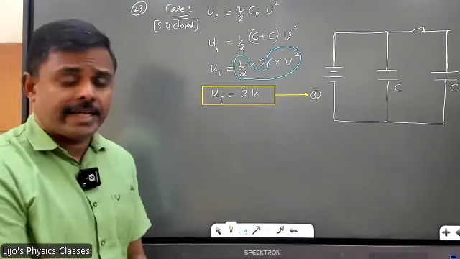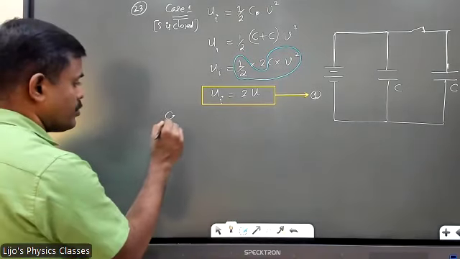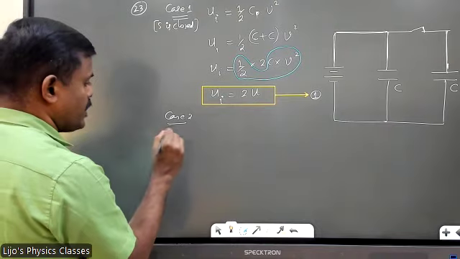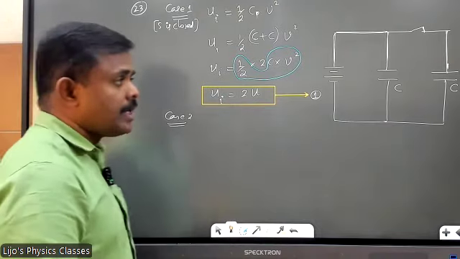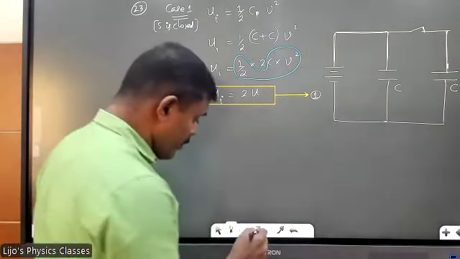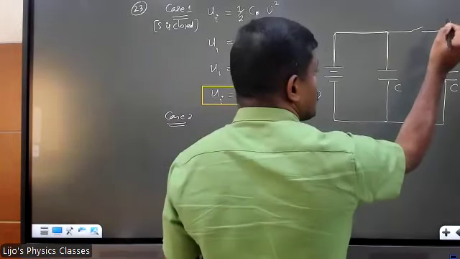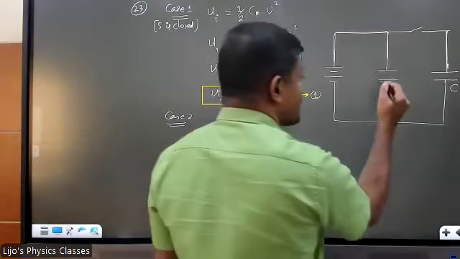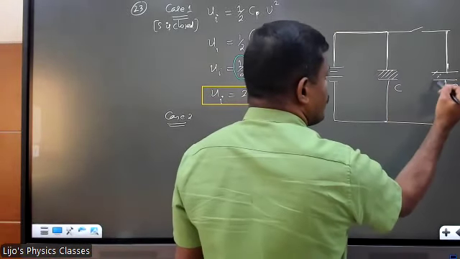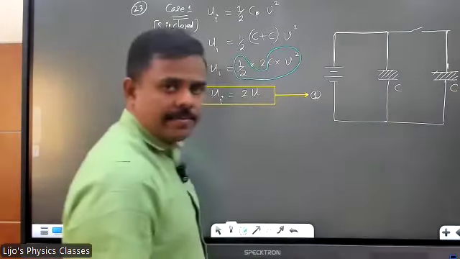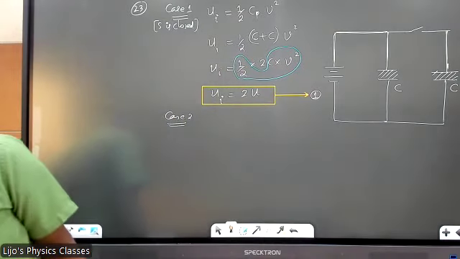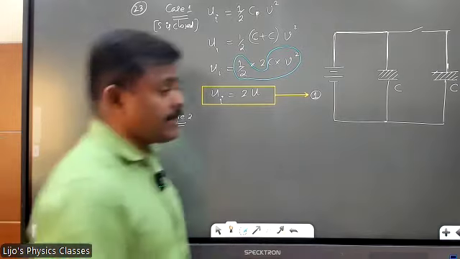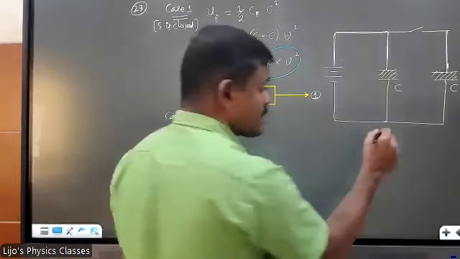Now, let us look at the second situation. Case number 2. I told you they are doing two things. They are opening the switch, and then what? They are filling the capacitors with a dielectric of constant 3. All right, is it 3? Dielectric constant 3 or 4? 3, right.